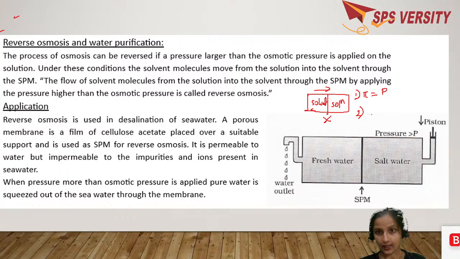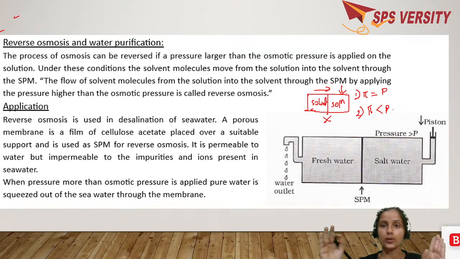I'll tell the second condition, where the pressure applied is greater than the osmotic pressure. You are going to apply it on the solution compartment. The flow will be reversed. The solvent from the solution will move towards the solvent compartment through the semi-permeable membrane. So the flow of solvent molecules from the solution towards the solvent when a pressure greater than osmotic pressure is applied is called reverse osmosis.